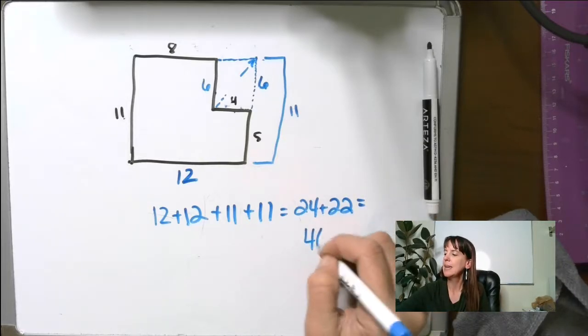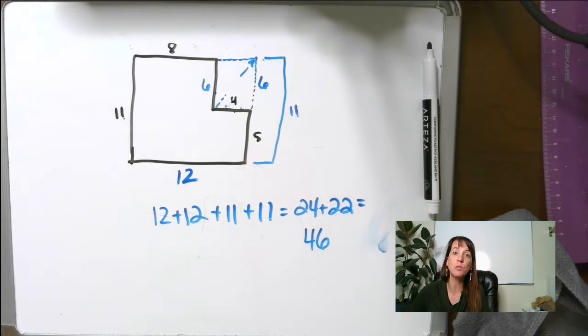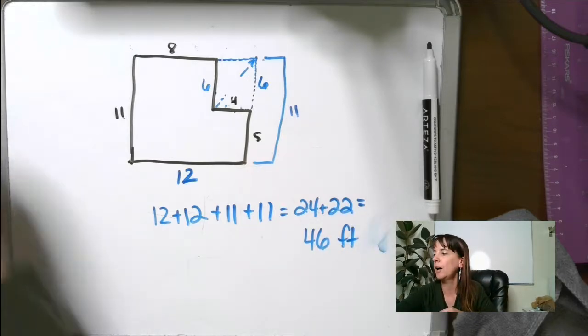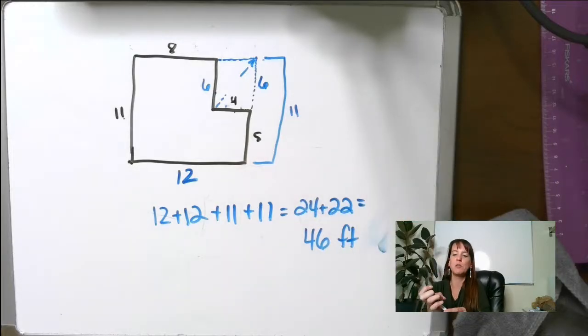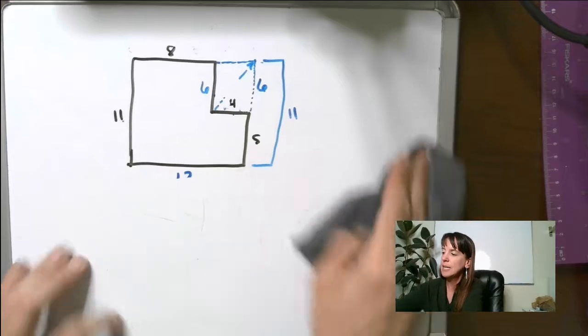We are talking perimeter, you need to use units. So this says dimensions are in feet, so you just say feet. Okay, so 46 feet. So guys, that's basically the way to find perimeter if you don't have those given sides, but you need to make sure that you find the length of all those sides.